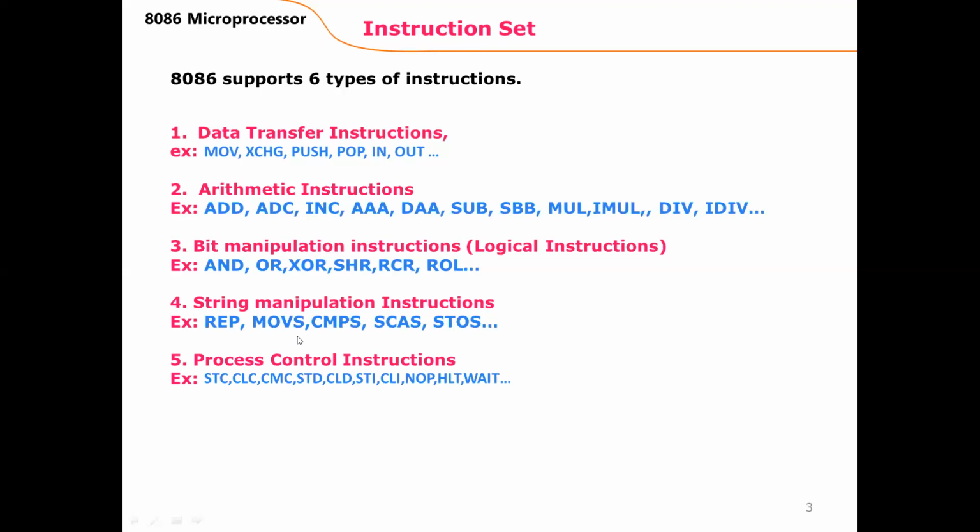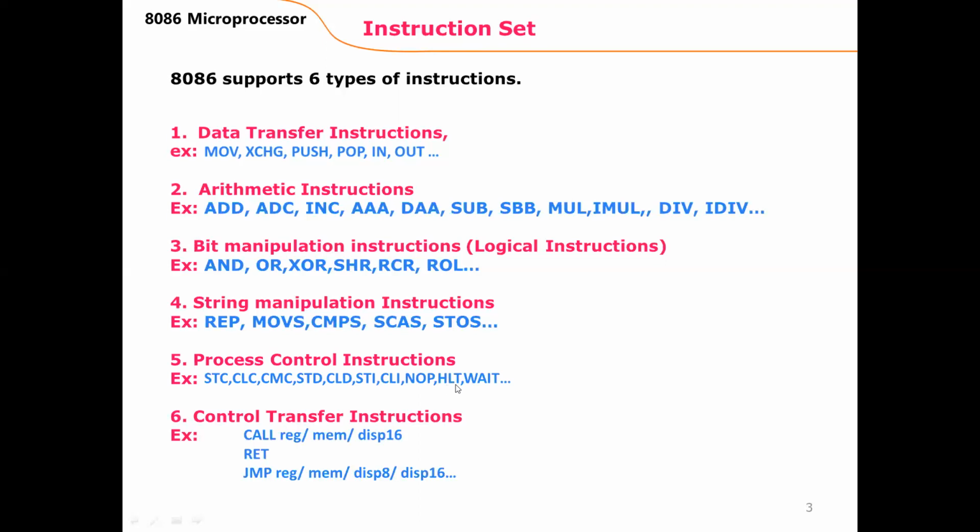The next type of instruction set is process control instructions. Process control instructions basically control the overall process of the microprocessor. For example, after execution of the STC instruction, the carry flag is set. We can set the carry flag by using STC, we can clear the carry flag by using CLC, and we can halt any operation by using the HLT instruction, and so on. The next and last category of instructions is control transfer instructions.